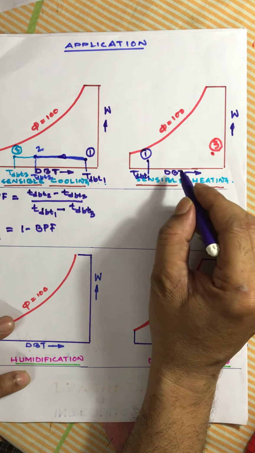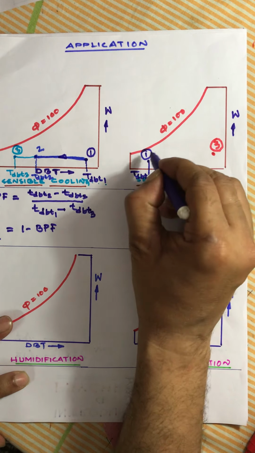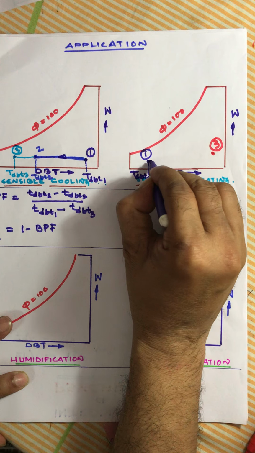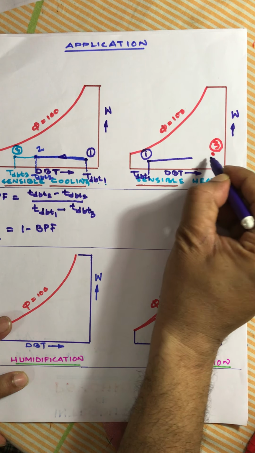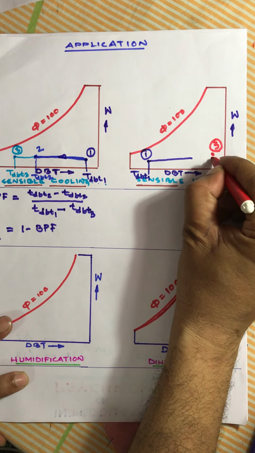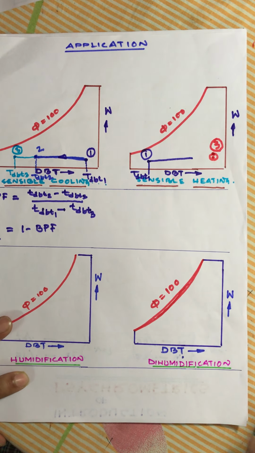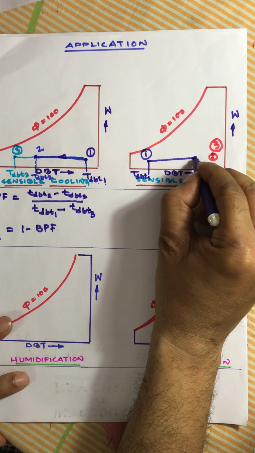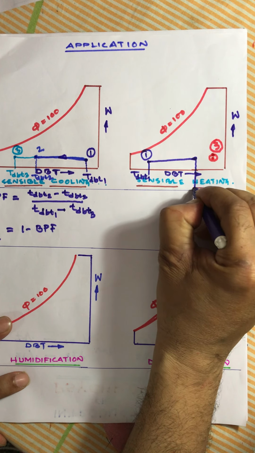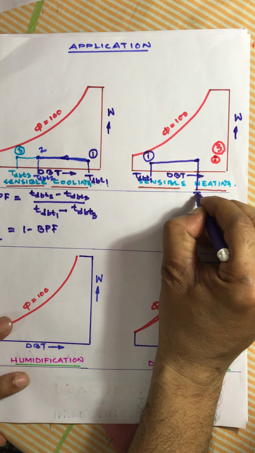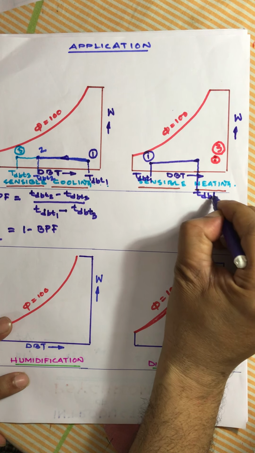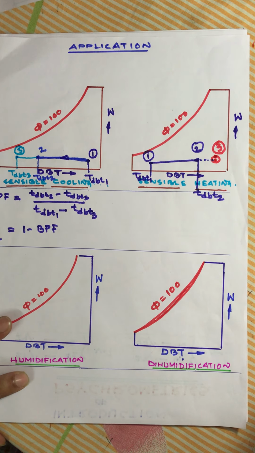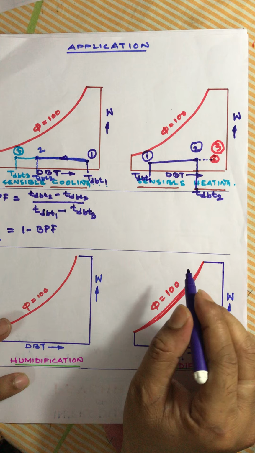So, when the room air will be passing around the heating coil, then what happens? The temperature of the air will increase and it will proceed towards the 3, and suppose here is the final condition of the room air. So, this is T dry bulb temperature 2, suppose this is 2, and this process is called sensible heating.